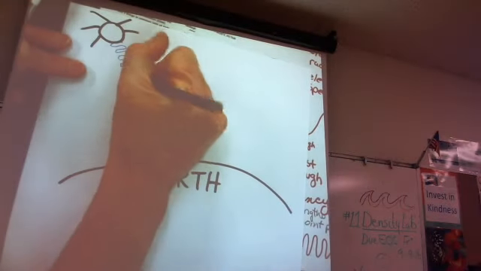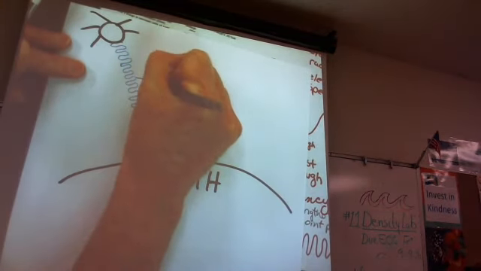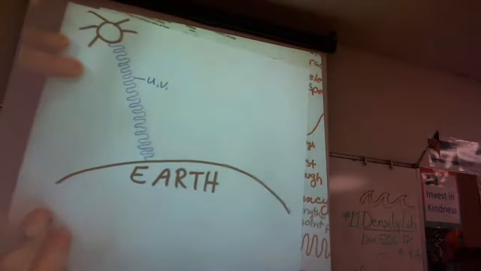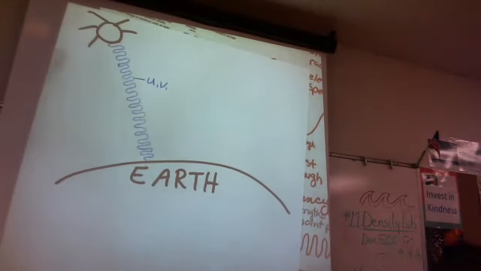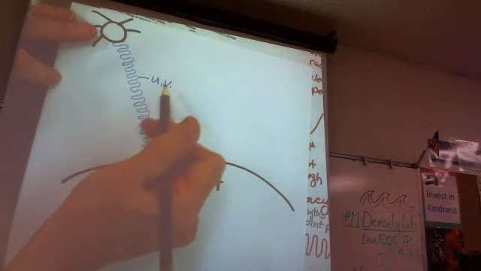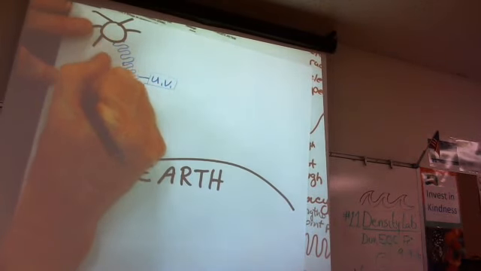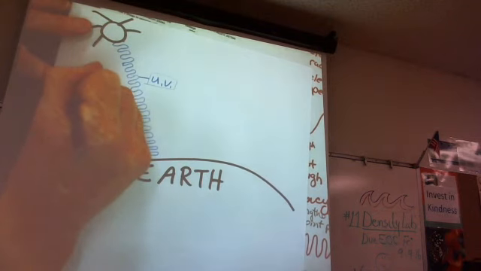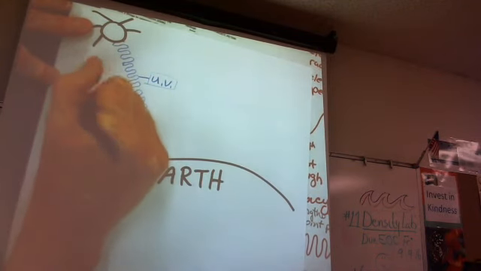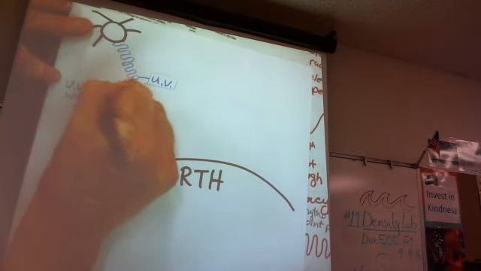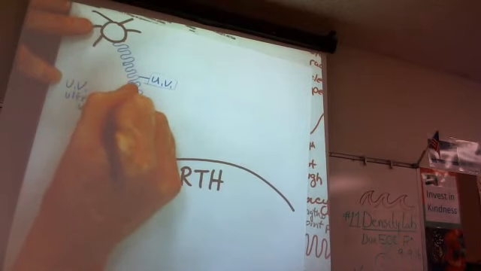So I need to know what I'm talking about, so I'm going to put UV. And then I may forget what that means later, so off to the side, I'm going to remind myself for now. So UV stands for ultraviolet waves.